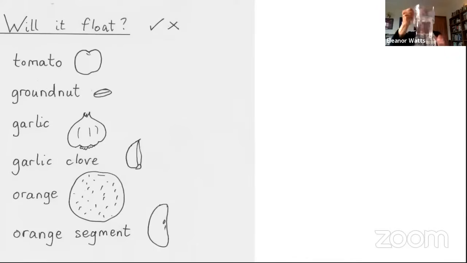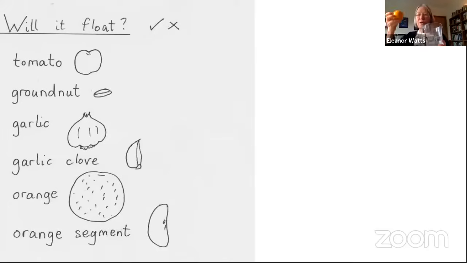Let's see. Oh, now look at that. Now we thought because the shelled groundnut went down, that this would happen with the garlic, which just goes to show that every material is different. So essentially what we're doing here is we're learning to be wrong and then talk about it. Let's just do one more.